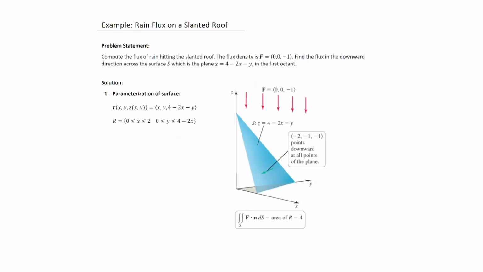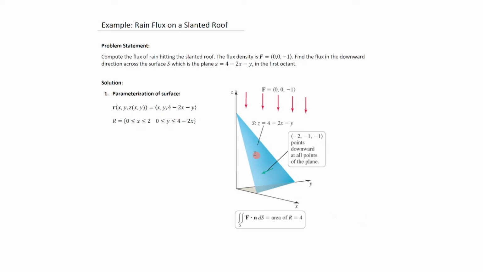All right, so the last example is rain flux on a slanted roof. In this case, the problem statement is to compute the flux of rain hitting the slanted roof. The flux density is F equals (0, 0, minus 1), which means it's downwards, in the direction across the surface, which is the plane z equals 4 minus 2x minus y in the first octant. All right, so this is the equation of the plane.